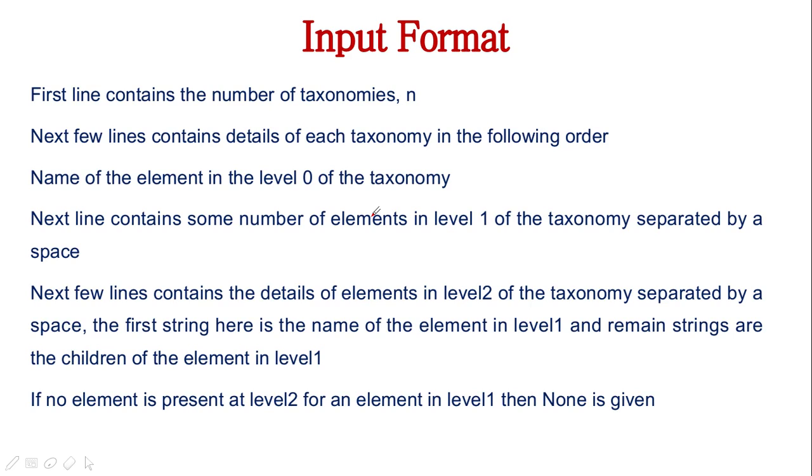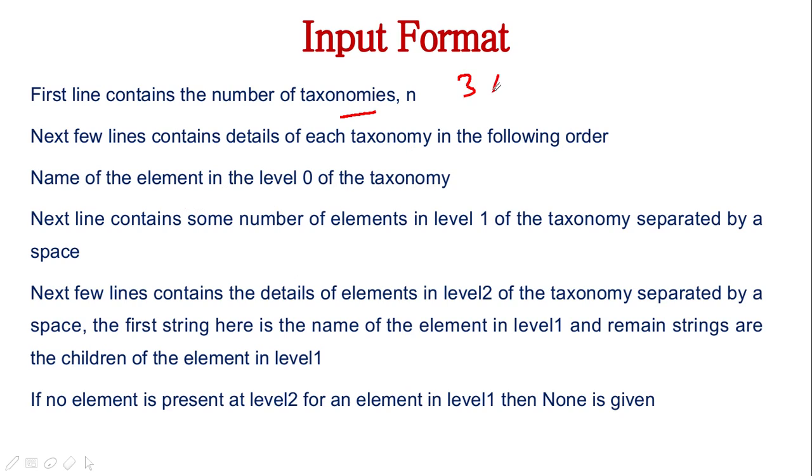And look at the input format. In the input format, it is given that the number of taxonomies is the first input, because many taxonomies are going to be considered. And the next few lines contain details of each taxonomy, and the order is also specified. First, you are going to have the name of the element in level 0 of the taxonomy. This will be repeated for each taxonomy.